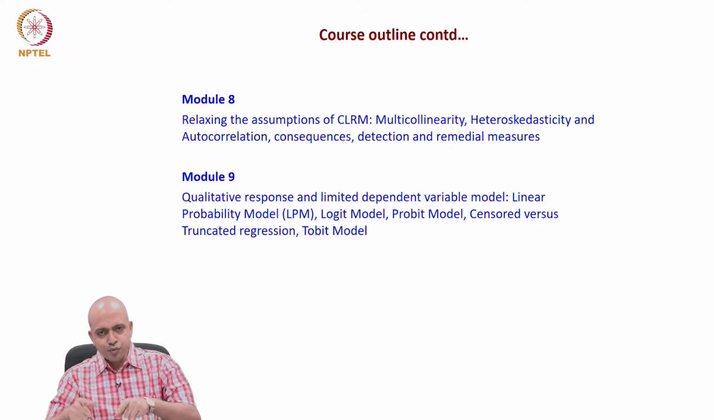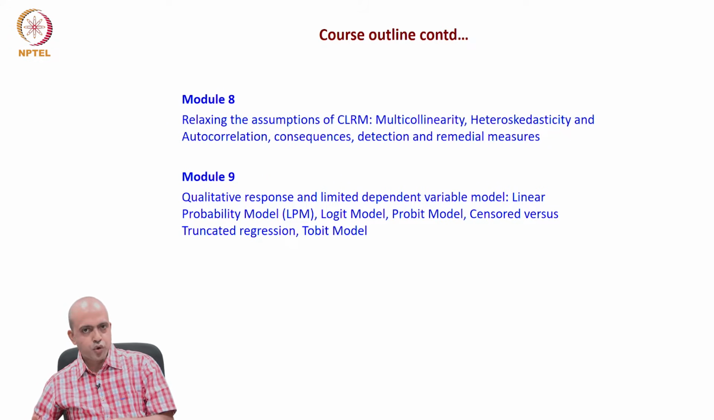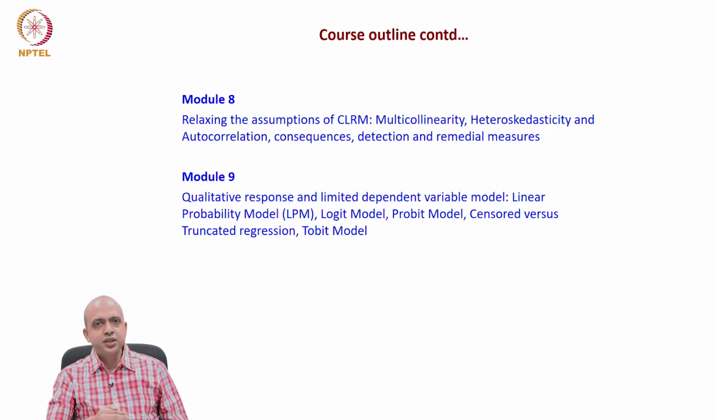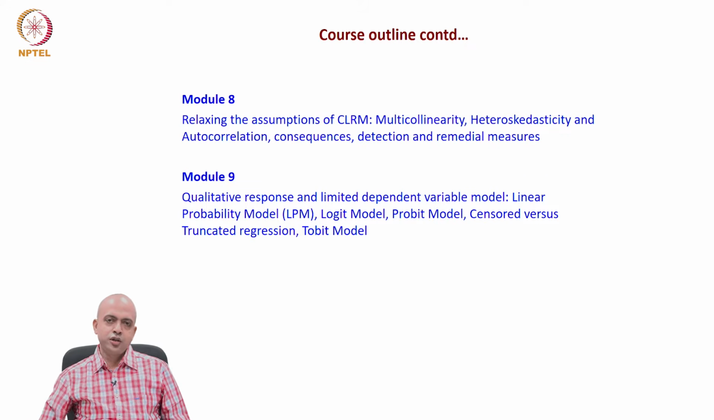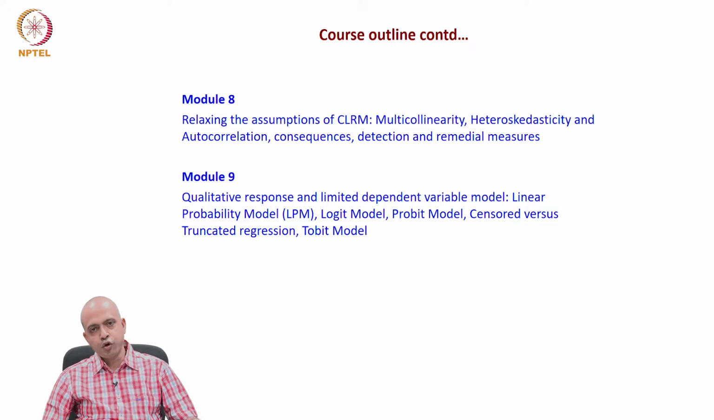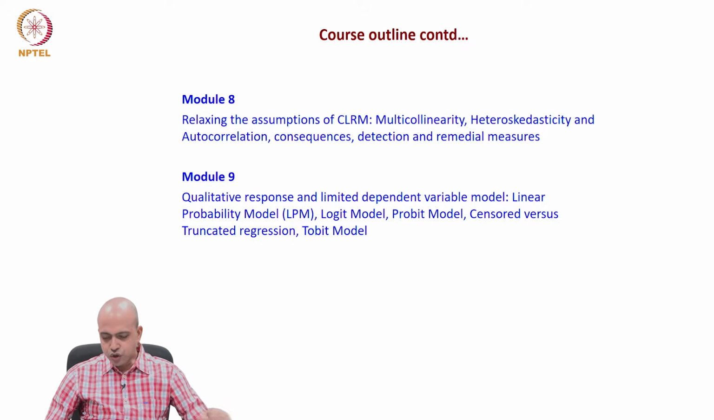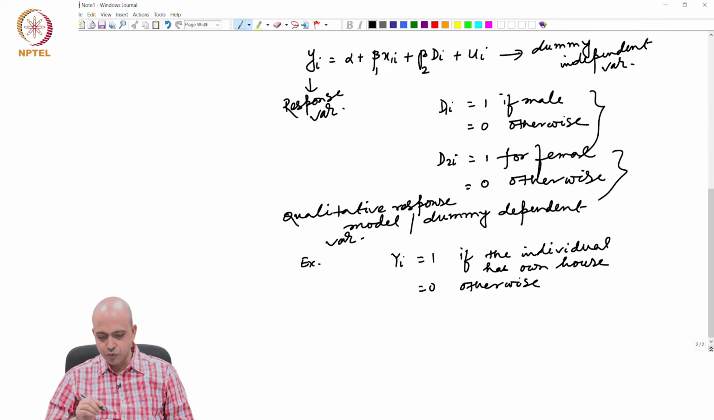Because of that, econometricians have suggested 2 alternative models where the probability is a nonlinear function of the independent variables, and in that context the logit and Probit models would be discussed. Then we will be discussing another important type of model, which is called the Probit model or censored model.